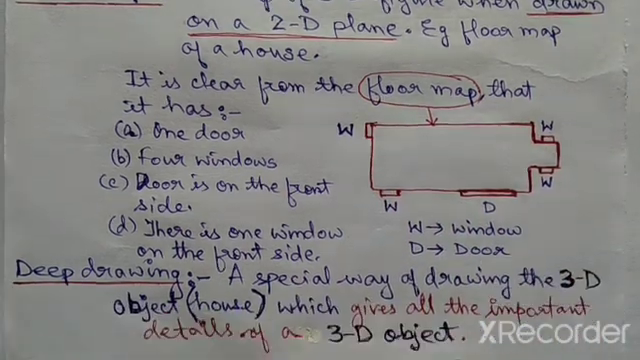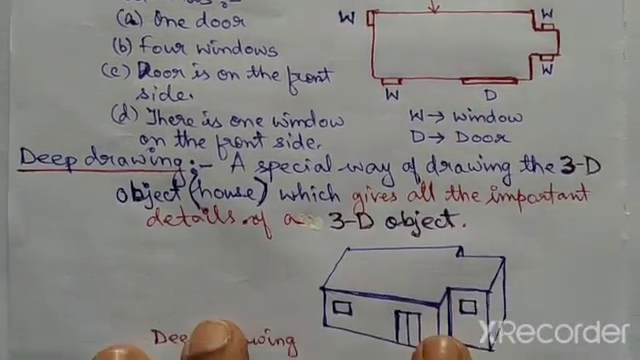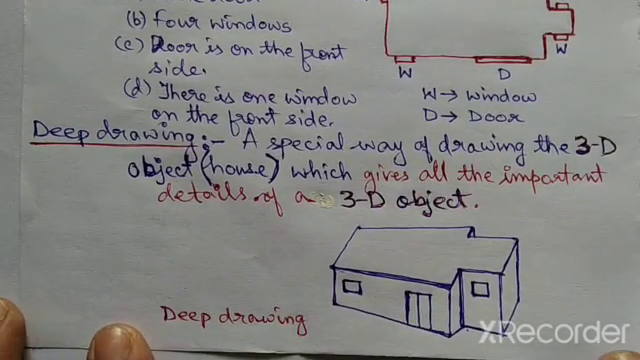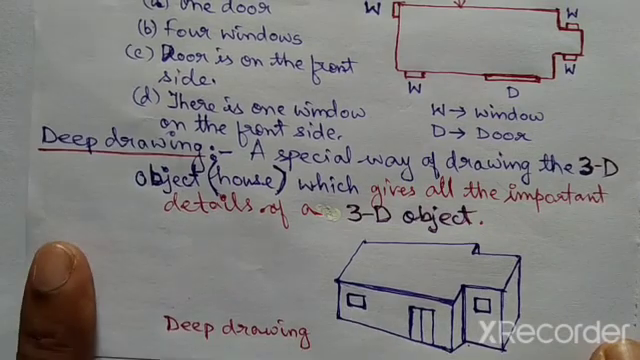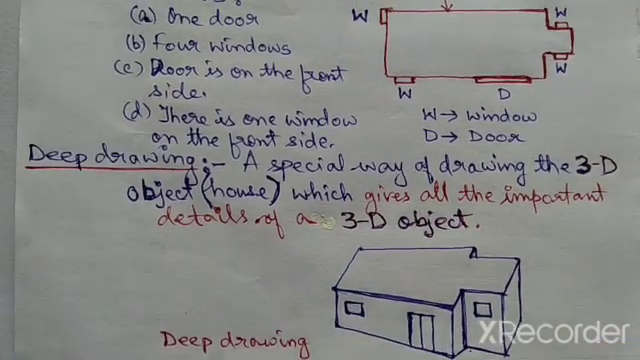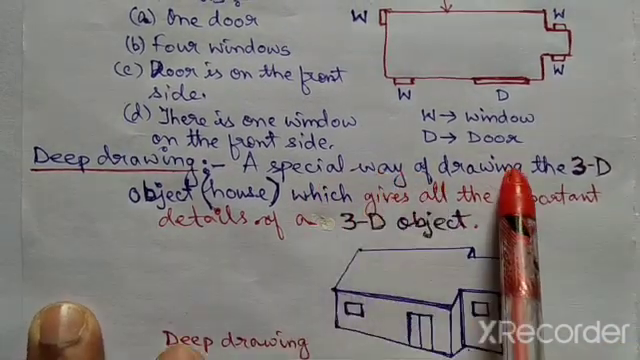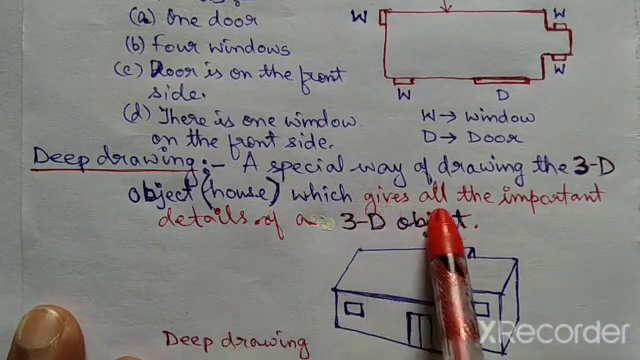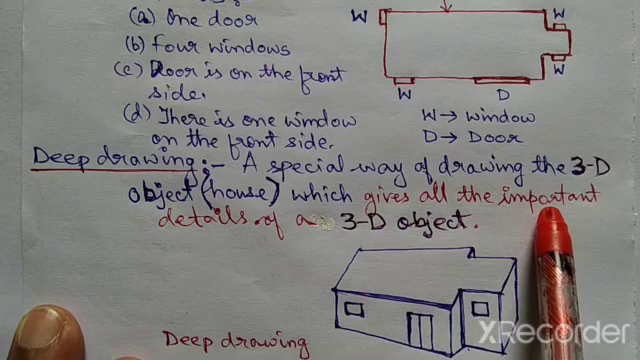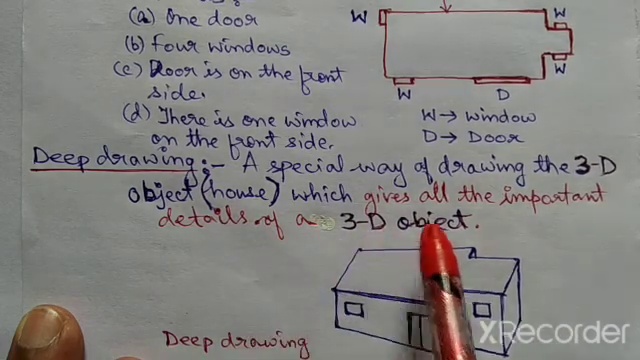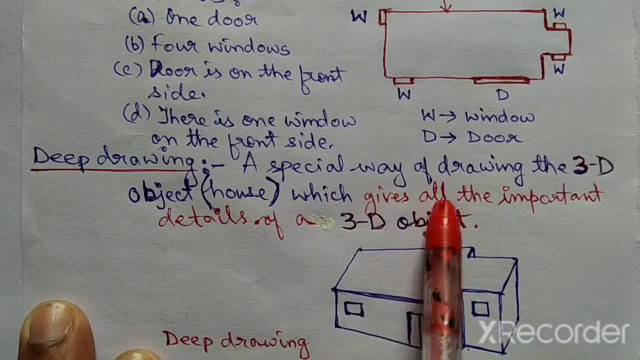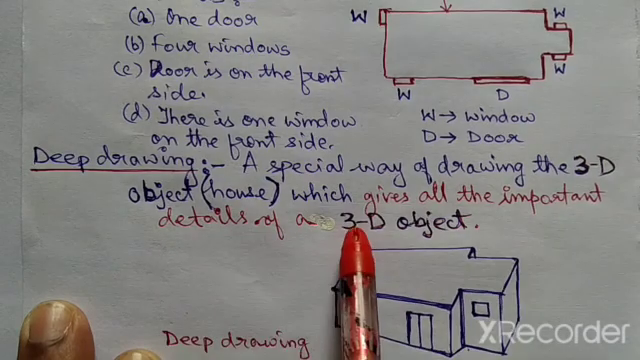Now children, what is the meaning of deep drawing? One more topic is there, children. Deep drawing. Just see, children, I am showing on the screen. Try to understand the meaning of deep drawing. A special way of drawing the 3D object, that is suppose house, which gives almost all the important details of a 3D object.